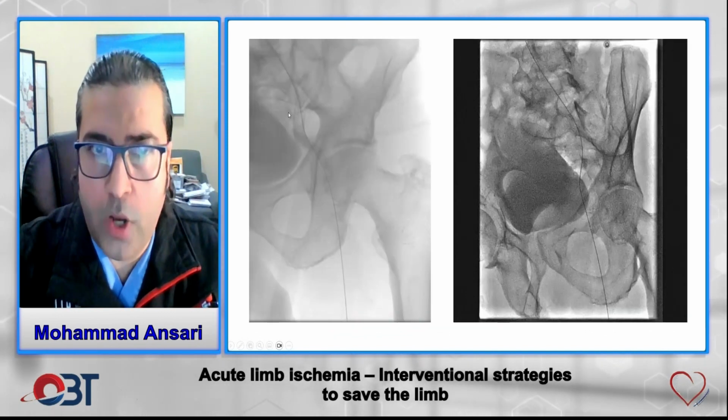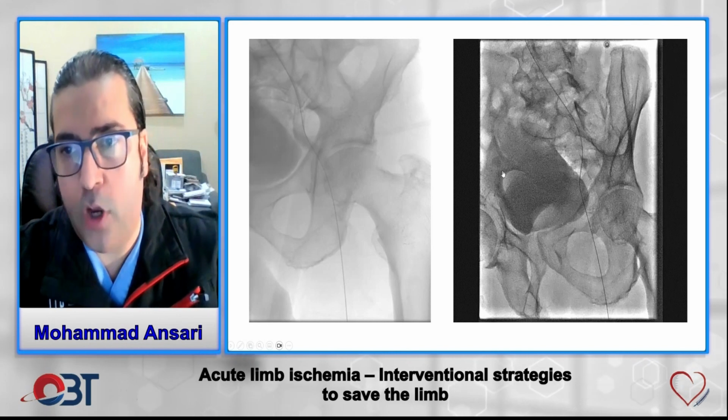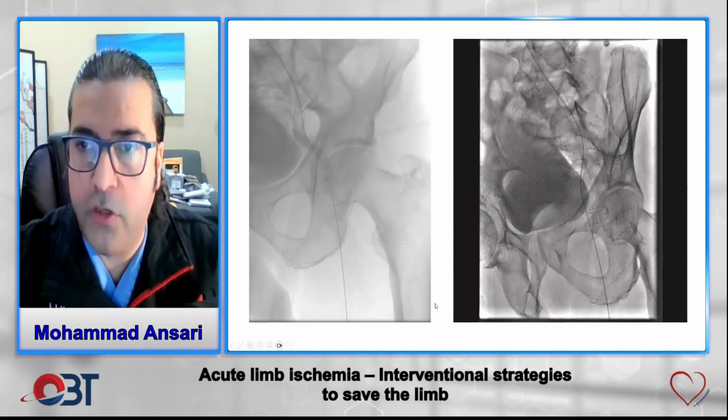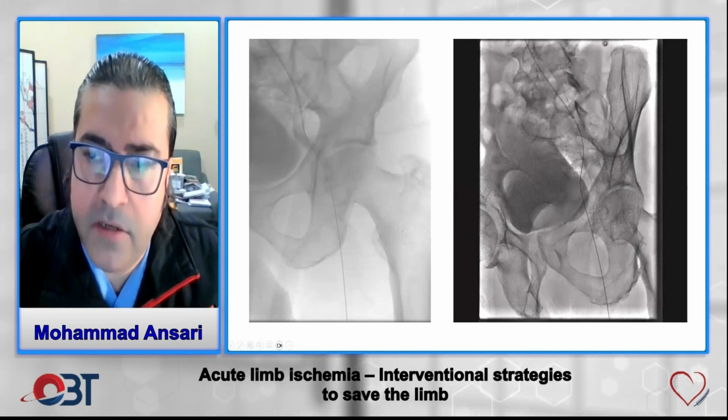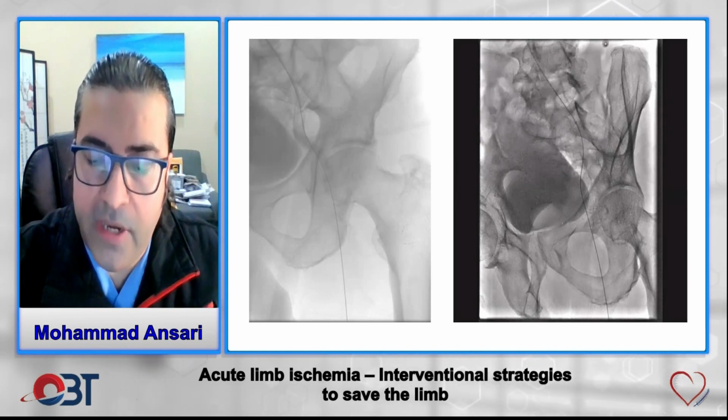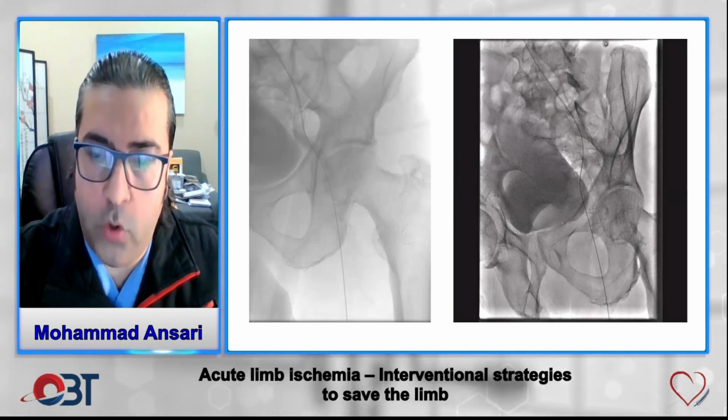And then we crossed up with the sheath back, wire back, crossed it into the other side, cleaned up that limb, and we were able to do bilateral. Yes, one limiting factor is you cannot reach down to the tibia, but luckily the issues were above the knee. And once we opened that up, there was clear flow going down.